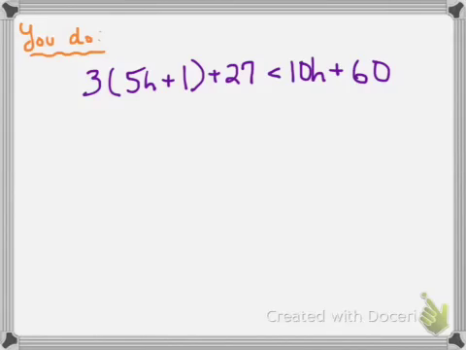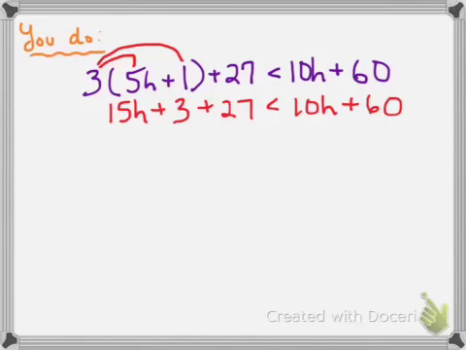So let's see how you did. The first thing I want to do, remember on my checklist, is distribute if necessary. I know here I have to distribute because I see these parentheses. So I'm going to distribute the 3 to the 5h and then 3 to the 1. I know that 3 times 5h is 15h, and 3 times 1 I know is 3, so it's going to be plus 3. And I'll bring down the rest of my inequality.